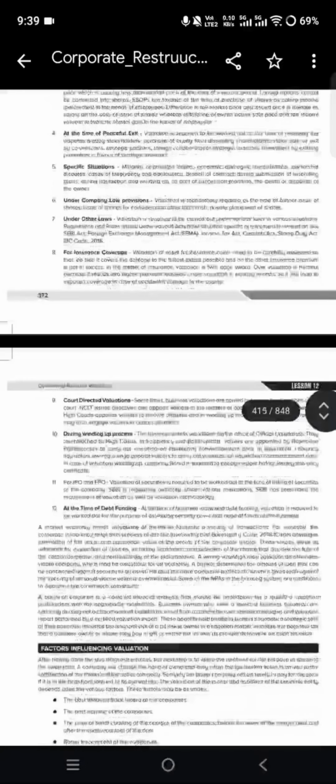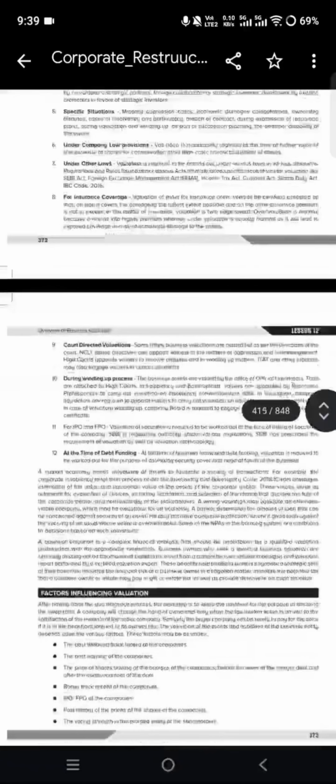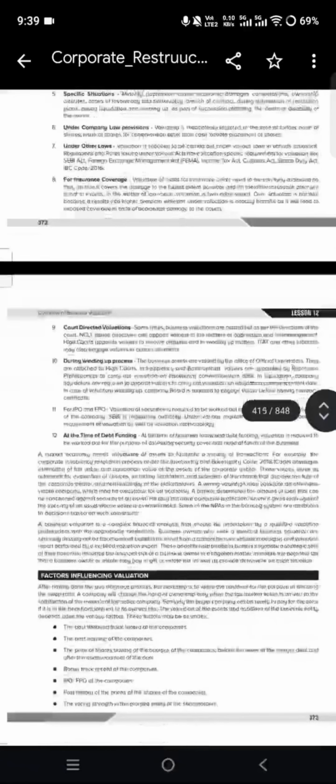Purpose of valuation. The word valuation has been debated in India. That is not required. Go to the second para.